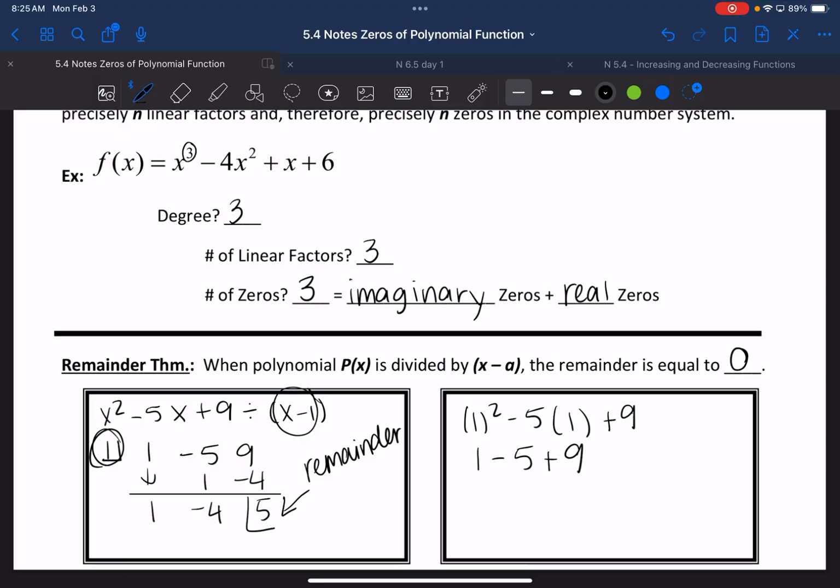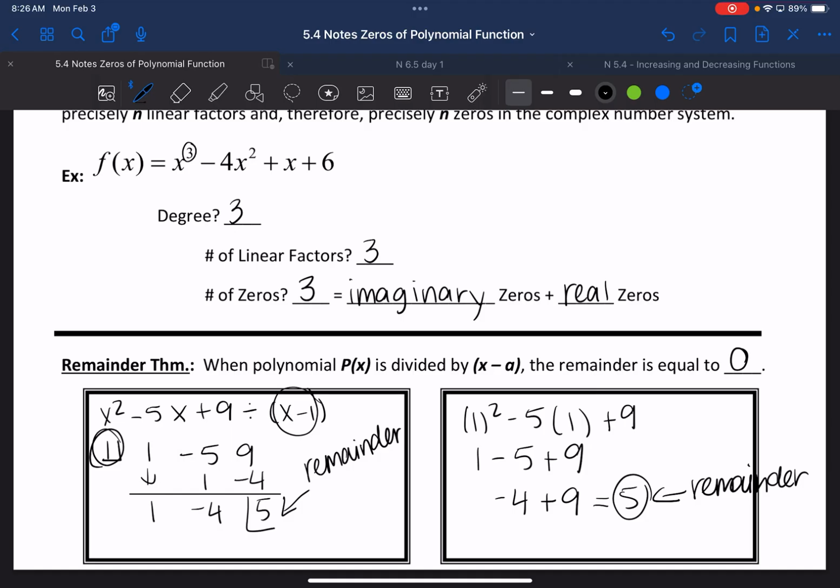And 1 minus 5 would give us -4, right? 1 minus 5 is -4 plus 9. And what is -4 plus 9? 5. So that is like your remainder. So if you don't get 0, then you know that it didn't work. So either way is a fine way to check it, whatever you prefer to do. All right.